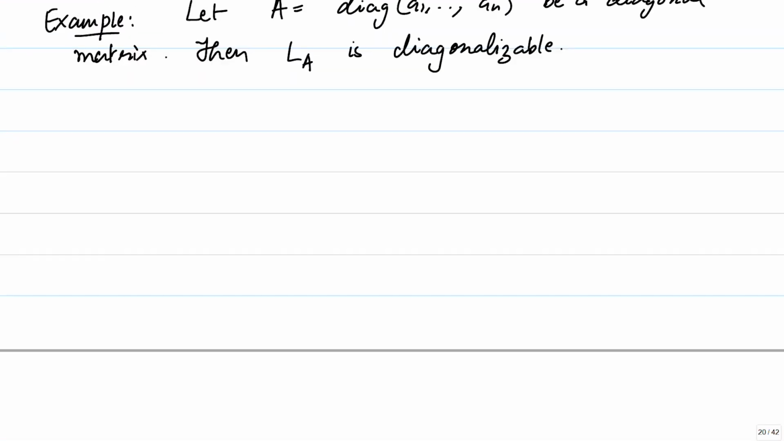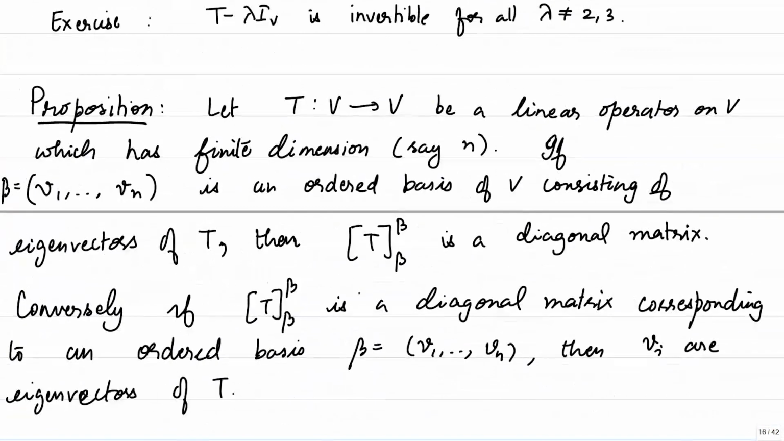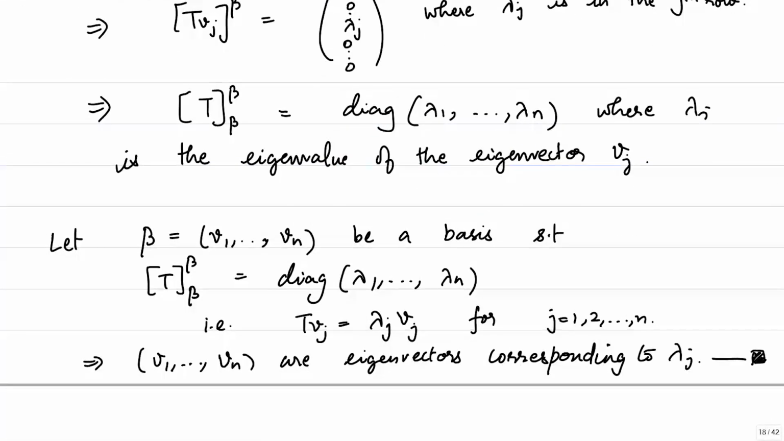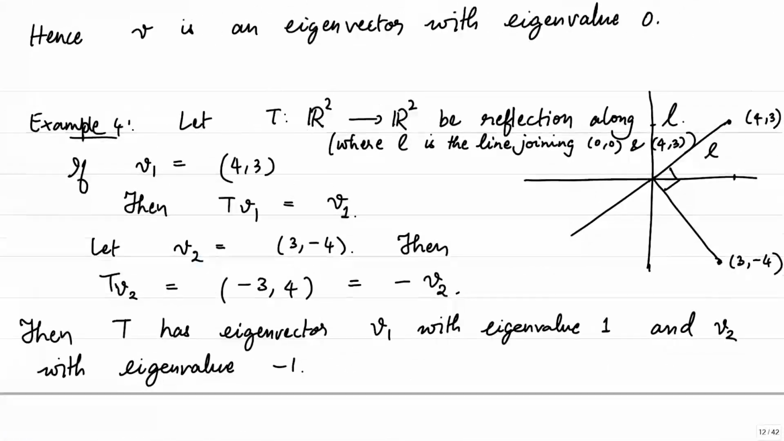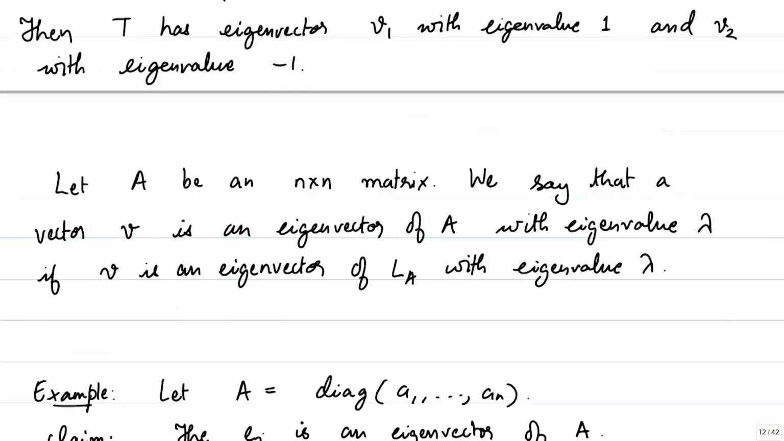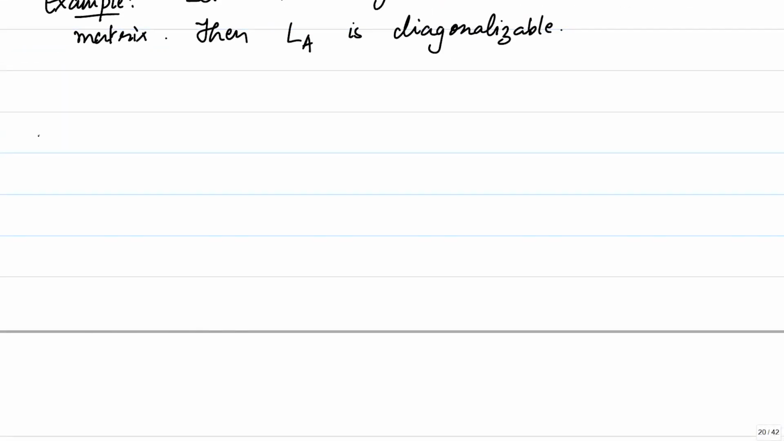Okay, so let us look at one more example we had considered. Let us revisit one of the examples which we had promised to revisit, which is this example 4, which is basically the reflection along the line joining 0 to (4, 3). So, let me write it down. So, let us revisit example 4.